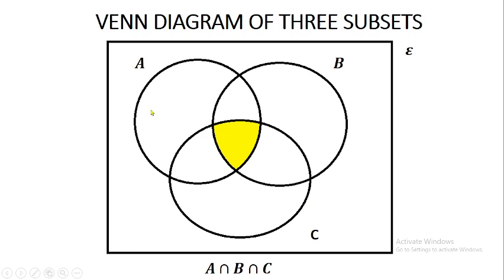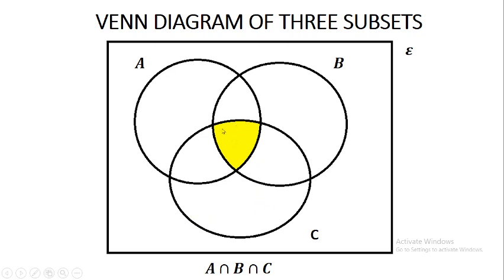This side represents elements in set A only. Don't forget that this circle here represents set A, this circle here represents set B, and this circle here represents set C as well. This region represents elements in set A only, without B, without C. This region represents A intersection B only. This region represents set B only. This region represents elements in set A and set C only. This region represents elements in set B and set C only. This region represents elements in C only.